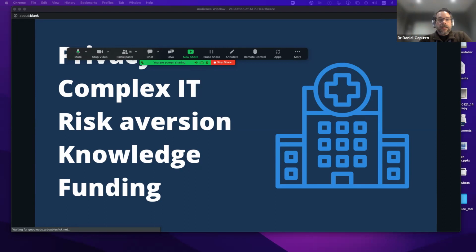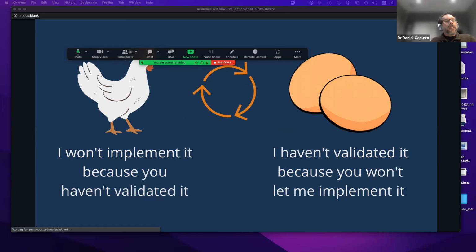We just recently got telehealth MBS items where the barriers to coming up with those MBS items was way, way lower than for these AI algorithms. So again, it's a chicken or egg problem, and that's what I reflect there. Hospitals say I won't implement it because you haven't validated it. And whoever is developing the AI algorithm says I haven't validated because you won't let me implement it.